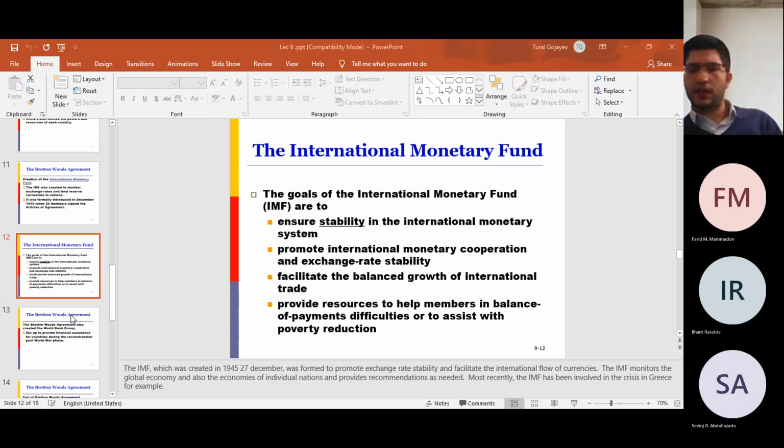After this, can you give an example related to economic organizations? Any example? Do you know an example? I mean, the name of some economic organizations.